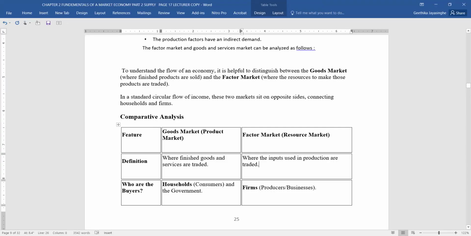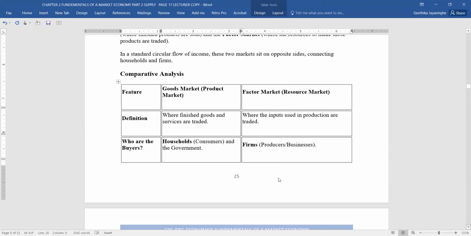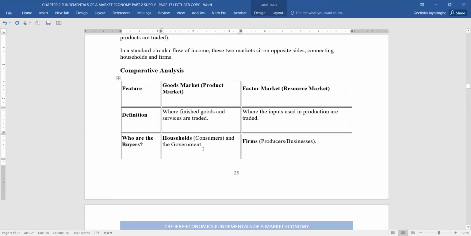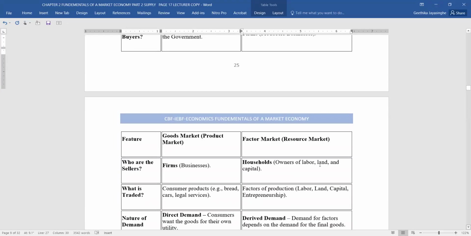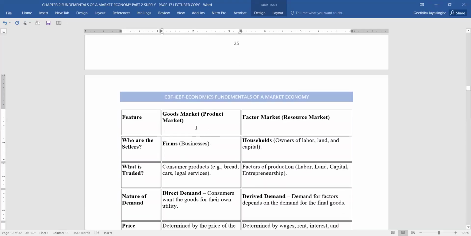And here we go down. Who are the buyers? Here, the buyers will be households. Every person belongs to a household, right? In the factor market, firms or businesses will be buying those, and households are the suppliers. The features will be this: with the product market, this will be a resource market. Who are the sellers? Here the firms, and there the households. Same idea, right? Okay, go further.